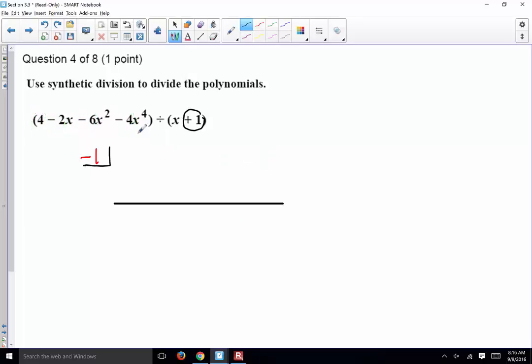So we need to first reorder these terms from highest exponent to lowest, and besides that, we need to make all missing powers visible. So we start with -4x to the fourth. Do we have a cube? No, so we put 0x cubed. Do we have a square? Yes, -6 of them. And we have an x, and we have a number. This is the right order. That's what we need to put right here: -4, 0, -6, -2, and 4.